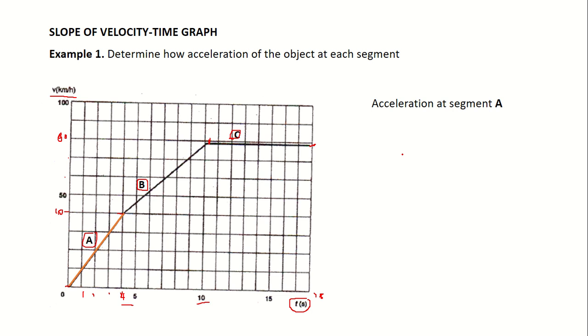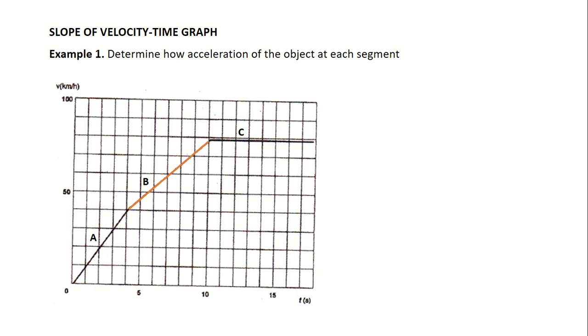Okay, let's take a look at the acceleration at segment A. My formula for acceleration is change in velocity over change in time. So how much did my velocity change over 4 seconds at segment A? So I went from 0 to 40 kph. So that's going to be 40 divided by 4. And that's 10 kilometer per hour per second, or kilometer per hour second. That's fine. The same.